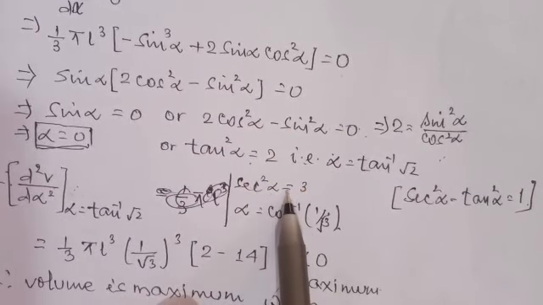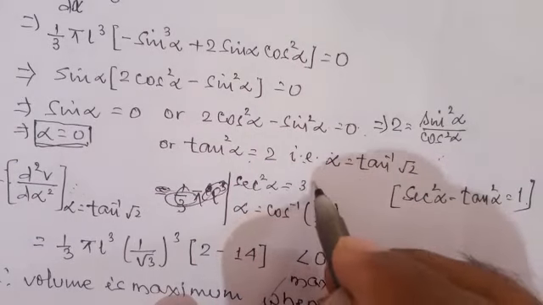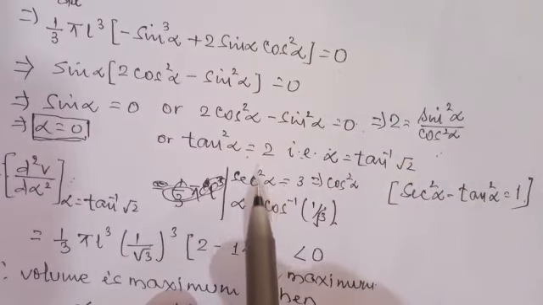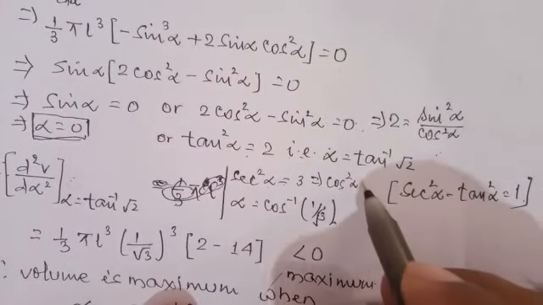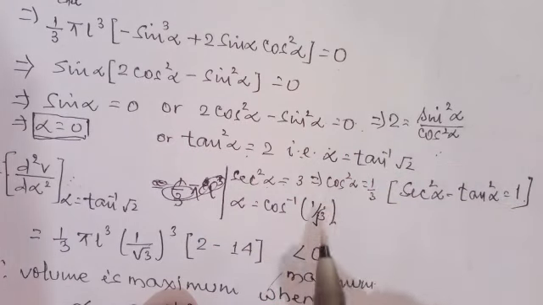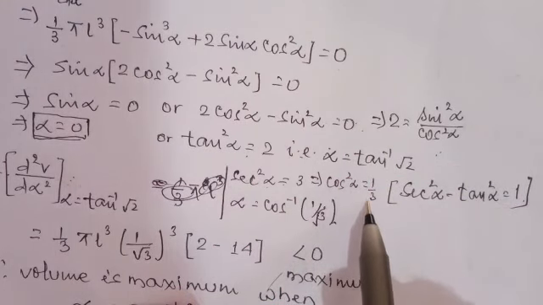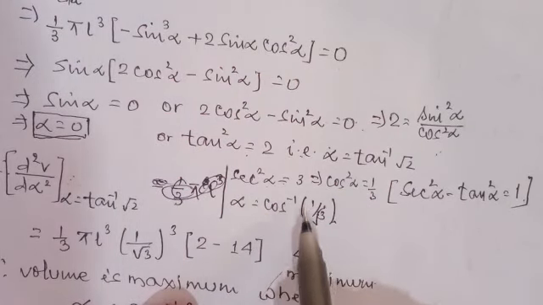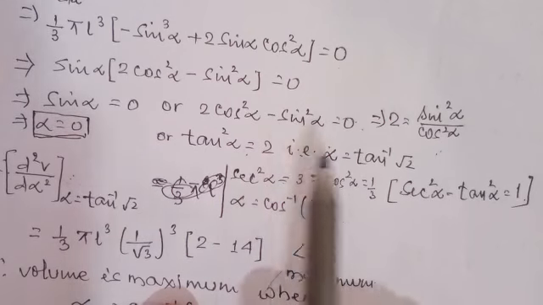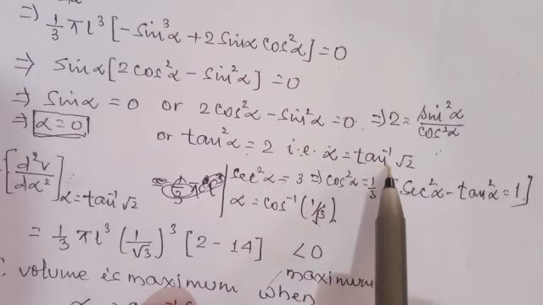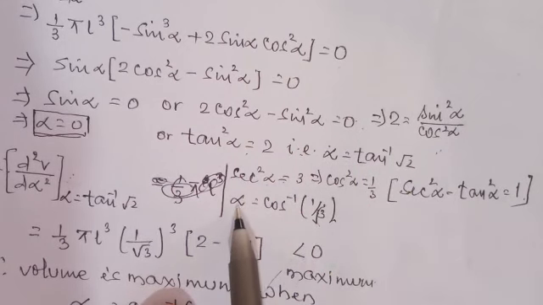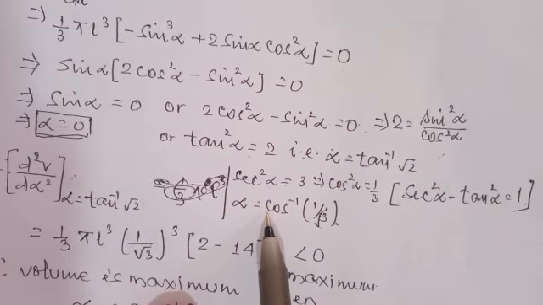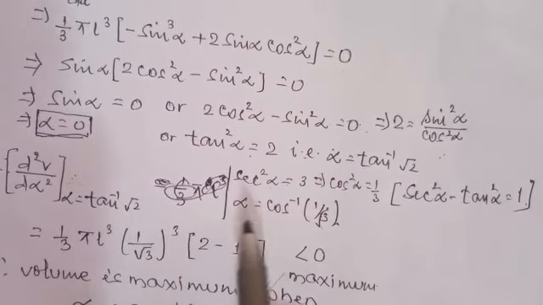Take their reciprocal. Then cos square alpha, which is the reciprocal of sec square alpha, is equal to 1 by 3, and hence cos alpha is 1 by root 3, or finally alpha is equal to cos inverse 1 by root 3. So from alpha equal to tan inverse root 2, you will get alpha equal to cos inverse 1 by root 3. Use this value in d2v by d alpha square.